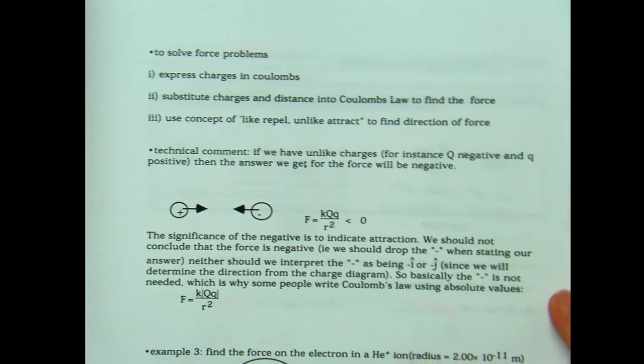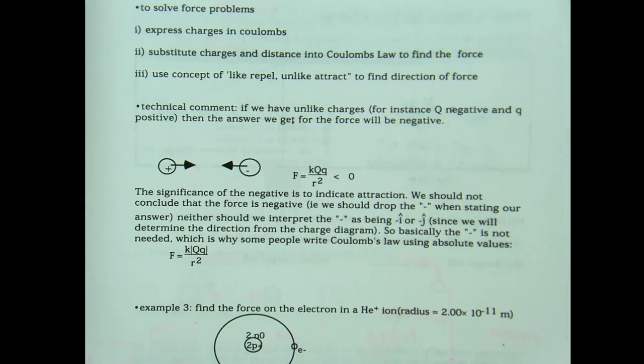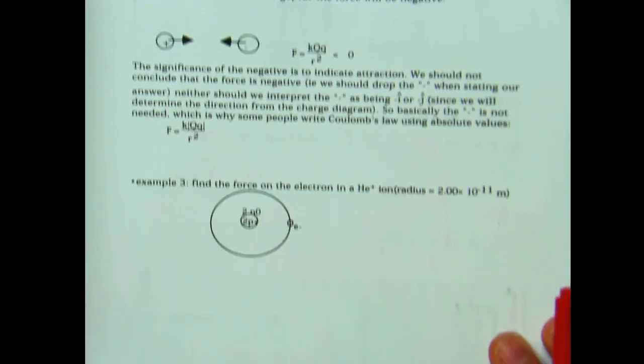So to solve these kinds of force problems, what we want to do is express the charges in coulombs. We want to substitute the charges and the distance inside that equation, just like we did for gravity. Don't use positives and negatives. We're just going to use those to give us the direction. So don't actually put them into the force equation. So let's just jump down here and do this example.